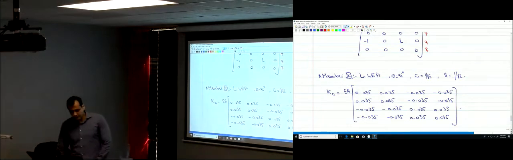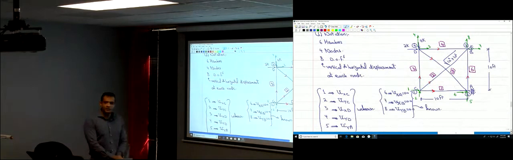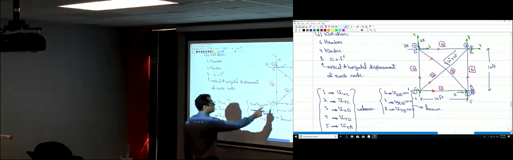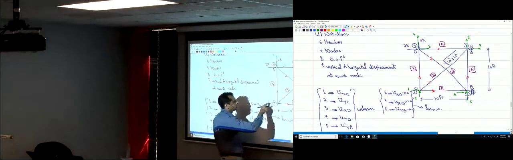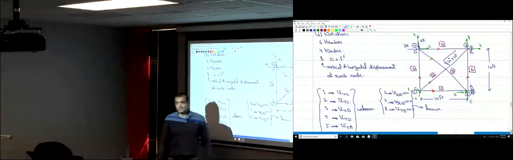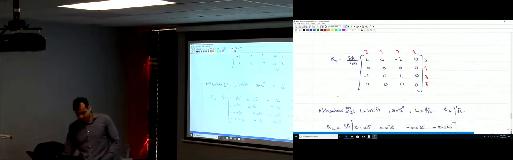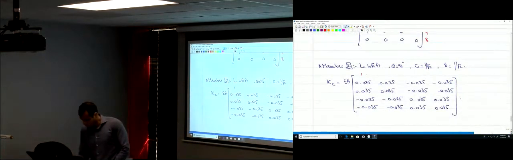Now you just need to label this matrix, K2. How to label that? The horizontal and the vertical displacement at the start, and then the horizontal and the vertical displacement at the end. Where's the start? That point. So 1, then 2, and then 7, 8. 1, 2, 7, 8.